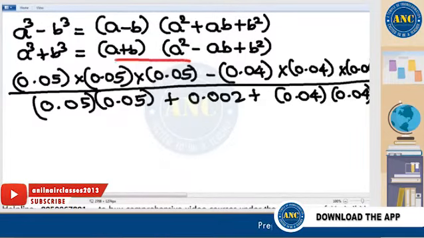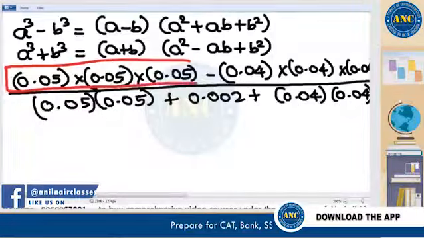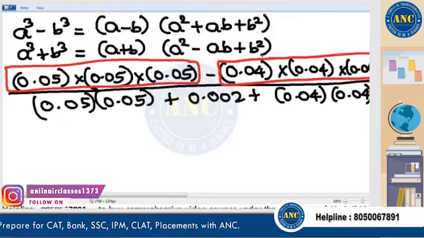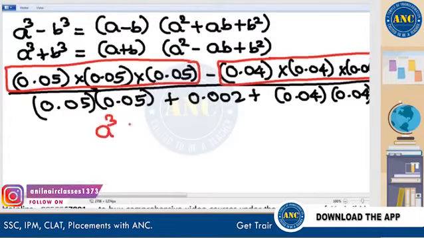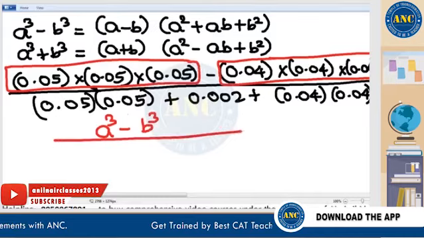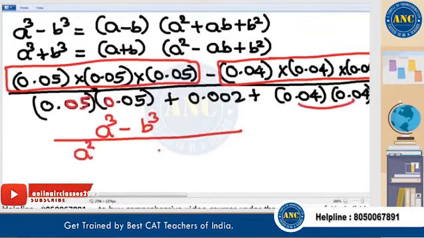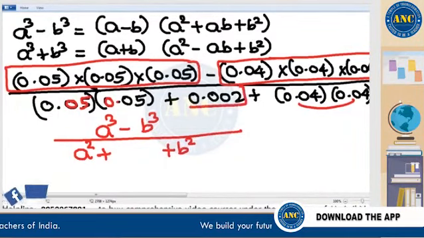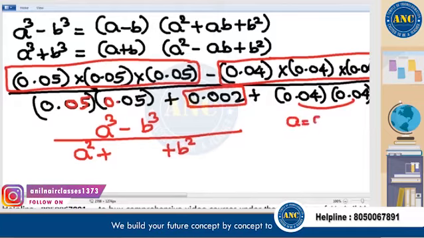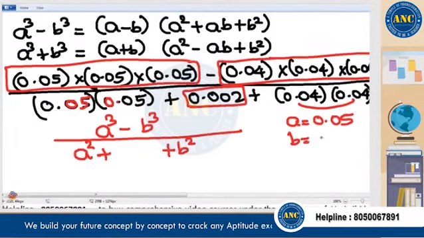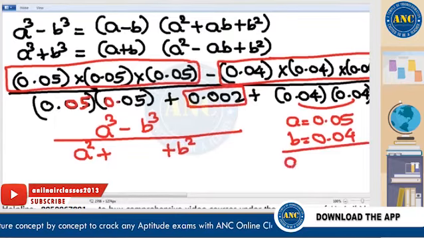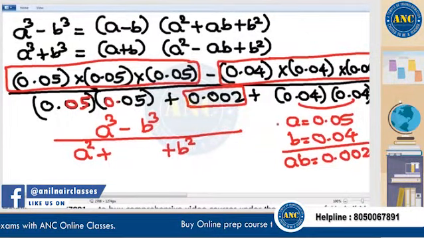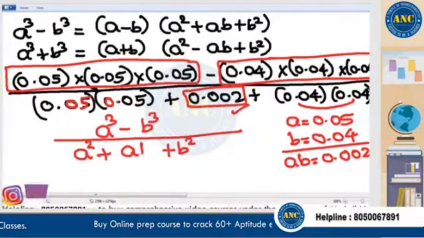Now, this is nothing but 0.05 whole cube, and this is 0.04 whole cube. That means the first term is a cube, the second term is b cube, divided by a square in the first term and b square in the last term. What is 0.002? The a value is 0.05, the b value is 0.04, and a into b is 0.05 into 0.04, which is 0.002. That is what is given in the middle. So this is the ab value.